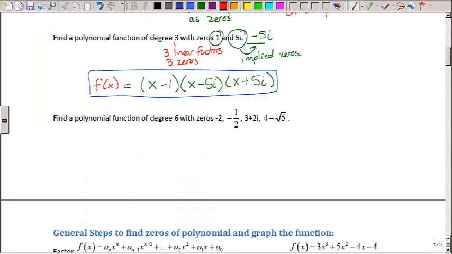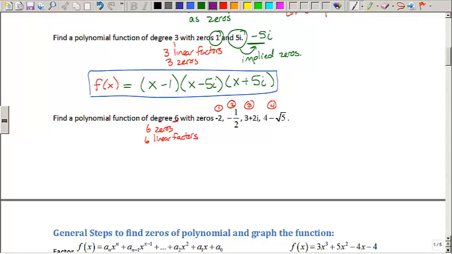For the next problem, we are asked to find a polynomial function of degree 6. Degree 6 means I have to have 6 zeros, 6 linear factors. So let's look at the information given. I have zeros of negative 2, that's 1. Also negative 1/2, that's my second zero. 3 plus 2i, that's my third zero. And 4 minus root 5, that's my fourth zero. And how many zeros am I expecting? Well, 6 zeros. So I'm missing 2 of them. Where am I going to get the next 2?